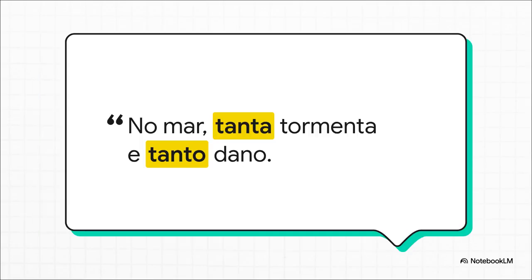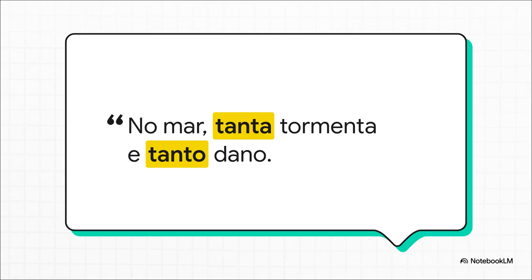Take this famous poetic line. In the sea, so much torment and so much damage. So, what word is missing? I bet your brain already put it there. It's the verb there is. The full sentence would be, there is in the sea so much torment. But by leaving it out, the line just hits harder.